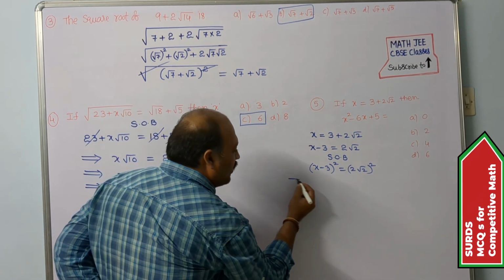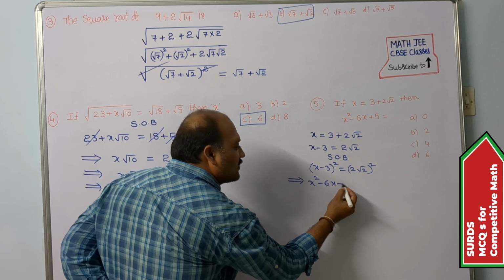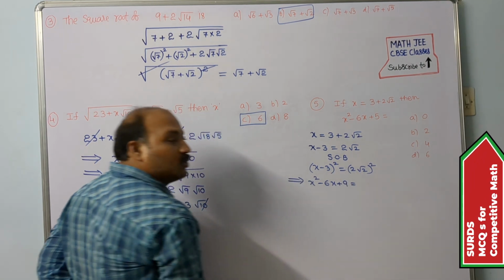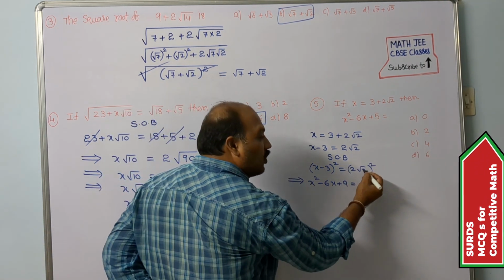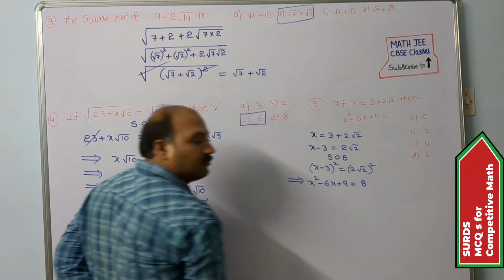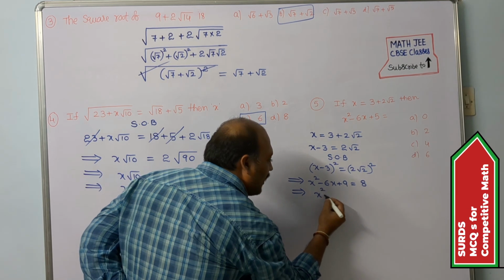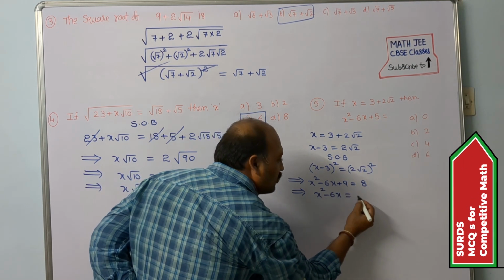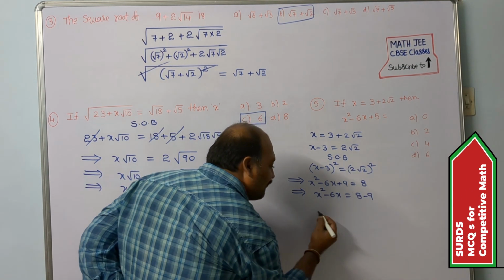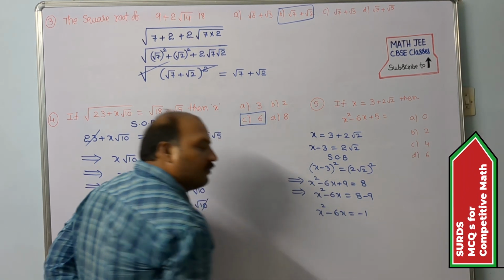(a minus b) whole square expansion. x square minus 6x plus 9 is equal to (2 root 2) whole square. 2 square is 4, root 2 square is 2. 4 into 2 is 8. So 9, bring that side. x square minus 6x is equal to 8 minus 9. x square minus 6x is equal to minus 1.